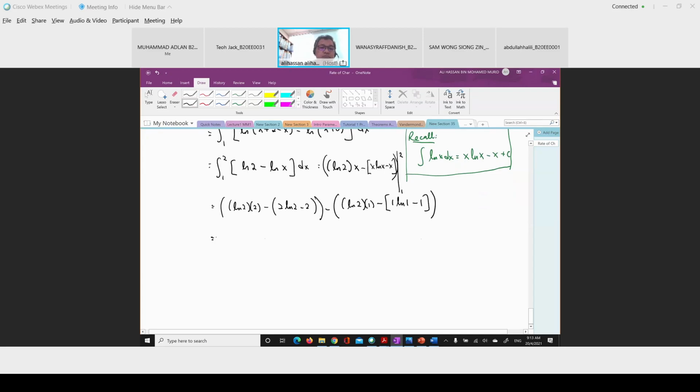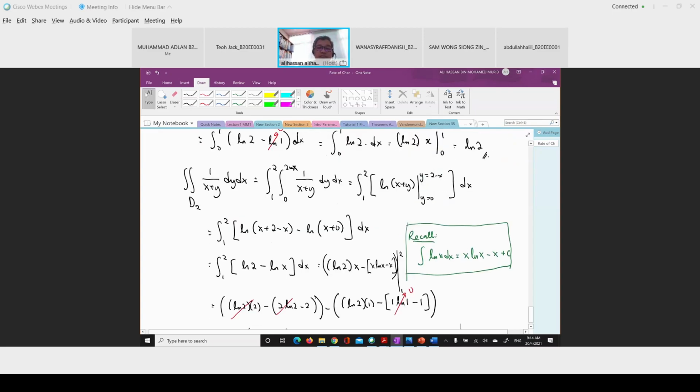So 2 ln 2 and 2 ln 2 will cancel out, right? This will cancel out with this one. So 2, 2. Then minus what? ln 1 is 0. So we have minus ln 2 minus minus 1 is plus 1. So we get 2 minus 1 here. So it is 1 minus ln 2. Okay, 1 minus ln 2.